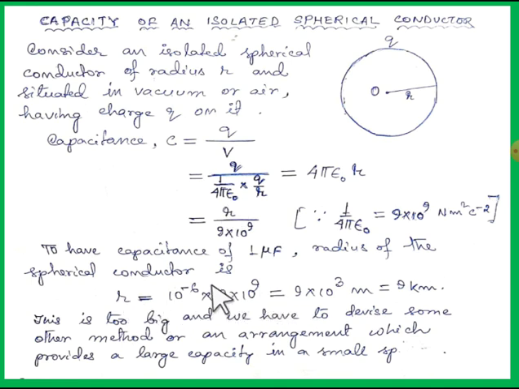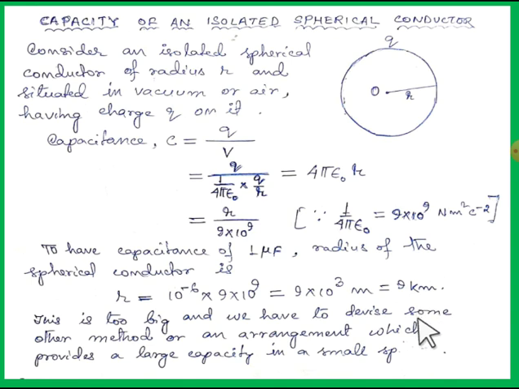So it will be equal to what? 9 into 10 to the power 3 meter, right? So 9 into 10 to the power 3 meter means this is kilo, so 9 kilometer. So in order to have this 1 microfarad capacitance, the radius of the spherical conductor will be 9 kilometer. Wow, it is huge, right? So it is a very large spherical conductor. The radius is 9 kilometers, so the diameter will be 18 kilometers. It is a very huge spherical conductor.